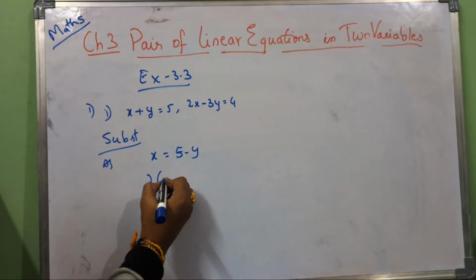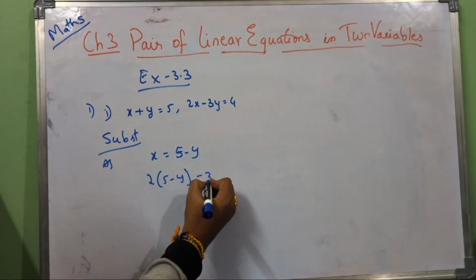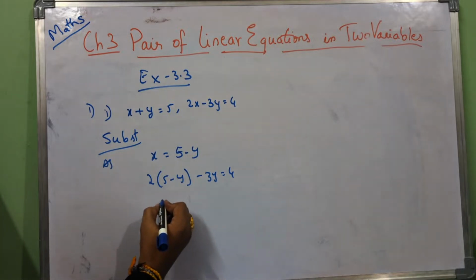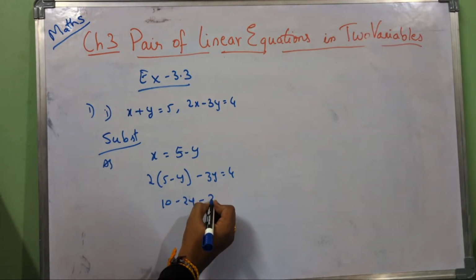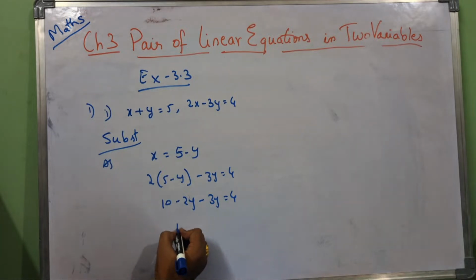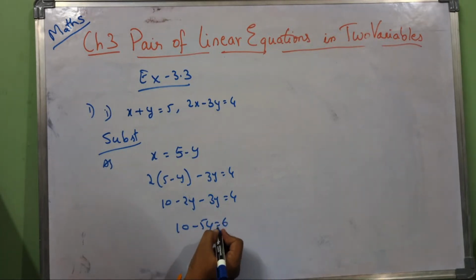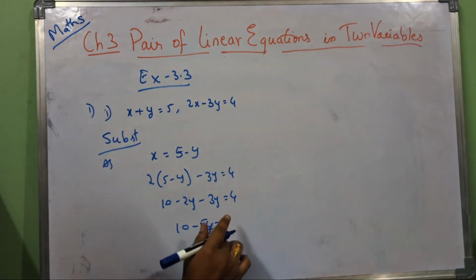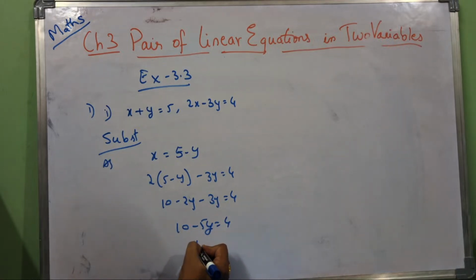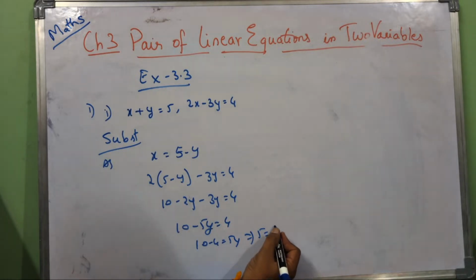This becomes 2 into 5 minus y minus 3y equal to 4. 10 minus 2y minus 3y equal to 4. 10 minus 5y equal to 4. So 10 minus 4 equal to 5y, therefore y becomes 6 by 5.